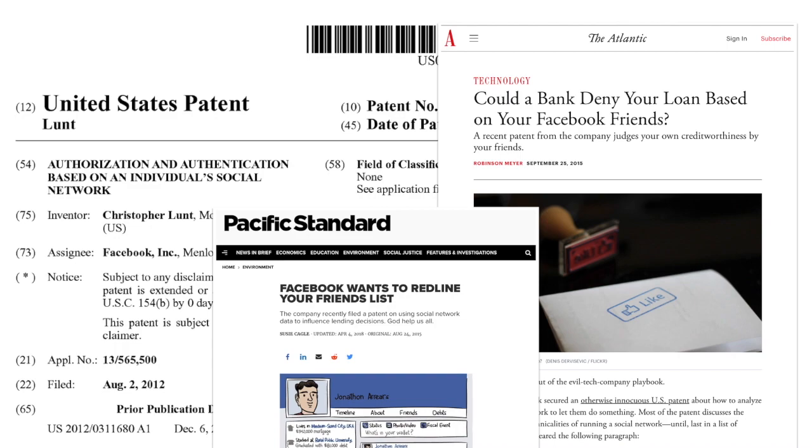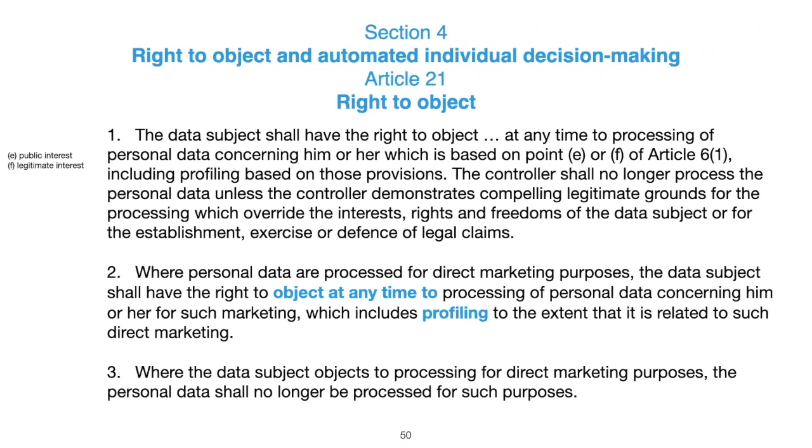So the GDPR provides safeguards against automated decision making that might be problematic. So Article 21 seeks to protect people against automated decision making. In Article 21.1, where the data is being processed in the public interest or in the legitimate interest of the data controller, the data subject can object to that. In Article 21.2, the data subject can object to profiling for direct marketing.